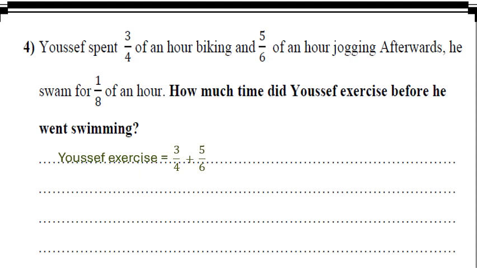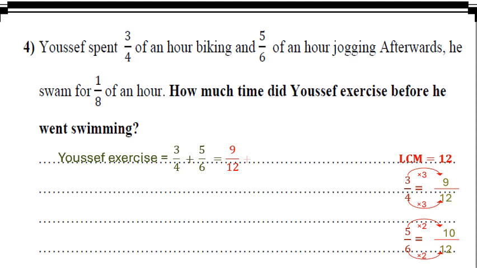Now, let me get the LCM of 4 and 6 to make like denominators. The LCM is 12. So let me write in a draft 3 over 4 equals what over 12? That means times 3 up and down, so it will be 9 over 12. And also 5 over 6 equals what over 12? That means I multiply by 2 up and down. It will be 10 over 12. Now 9 over 12 plus 10 over 12 will be 19 over 12.